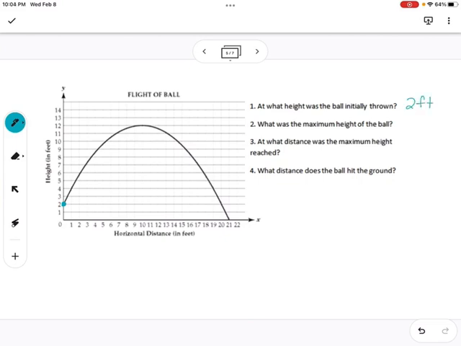Number 2 is asking, what was the maximum height of the ball? So we want to follow the parabola and look for the spot where it is the highest. And that is going to be at this point right here. If we follow that point across, our maximum height is 12 feet.